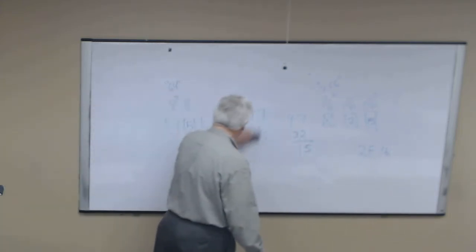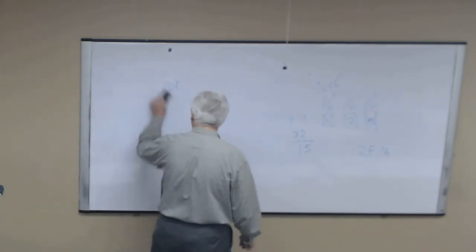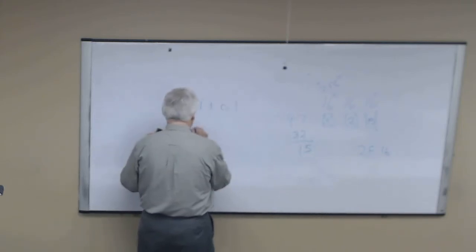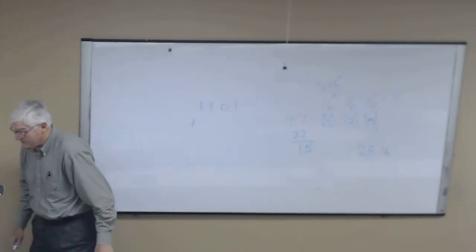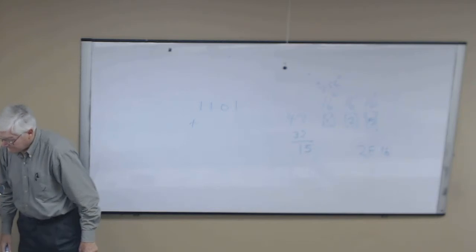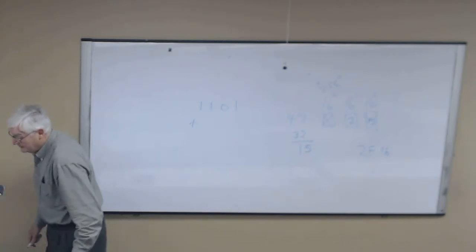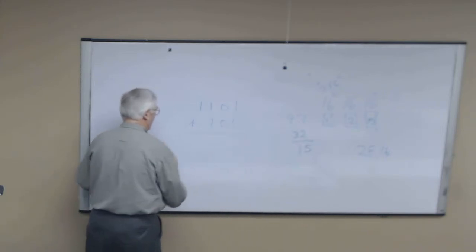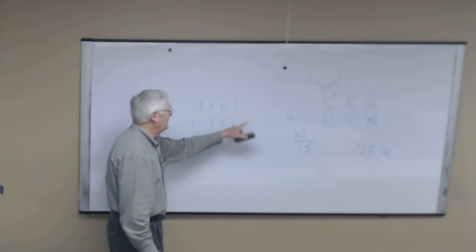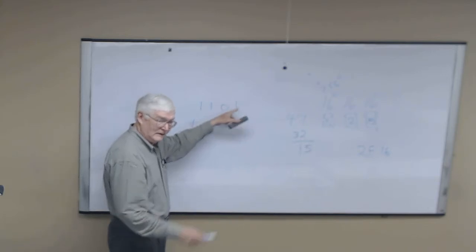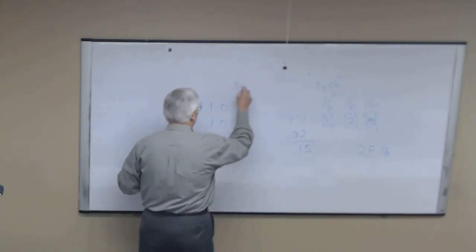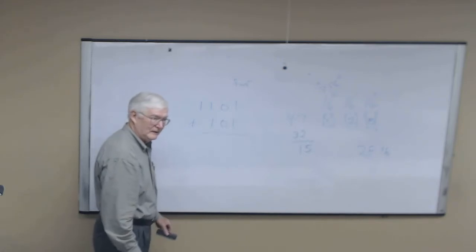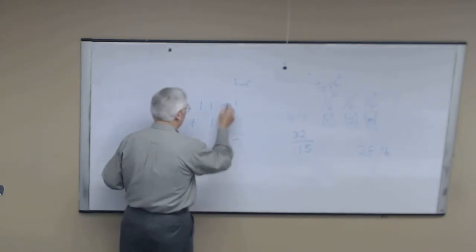1101 plus 101. Draw the line and add. What's 1 plus 1? 2. Well, 2. How do I say 2 in binary? 10. A 0 and carry a 1.